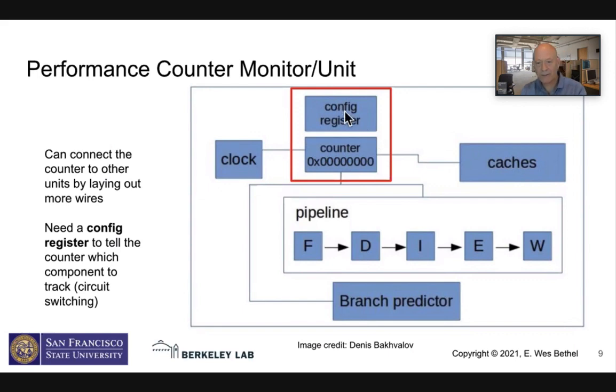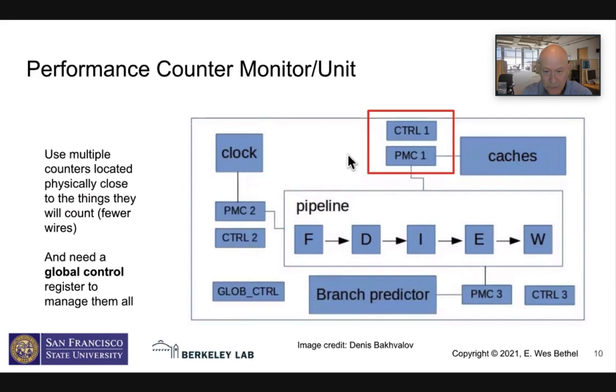But the point is that through the configuration register, we would say, hey, I'm interested in collecting data from the caches component. Okay, begin. Then the counter runs for a while, your program runs, and when your program's over, you read back whatever values are in the counter, right? And so that's basically how it works.